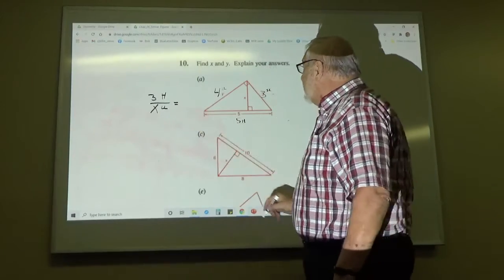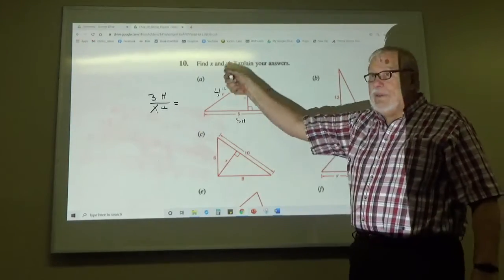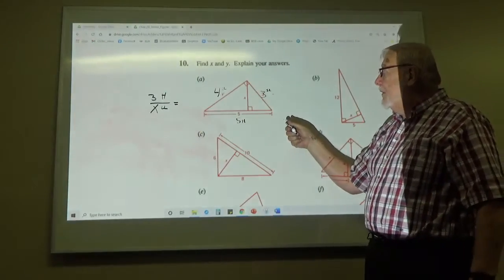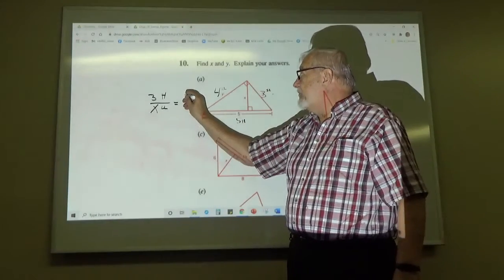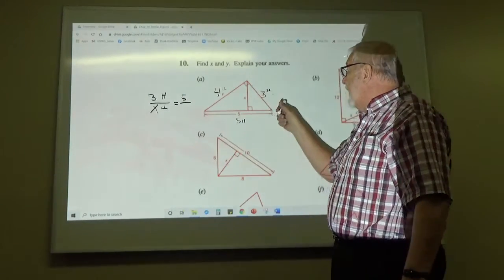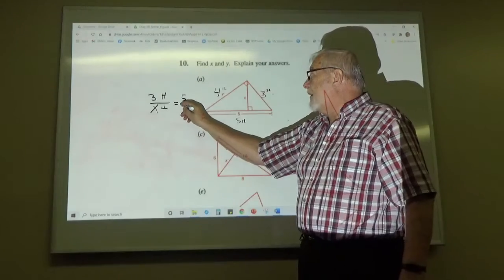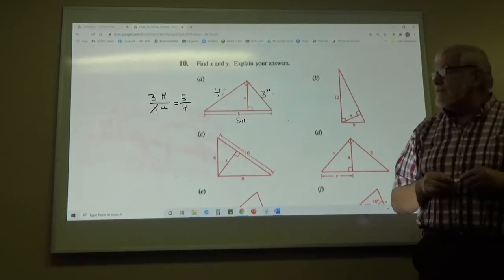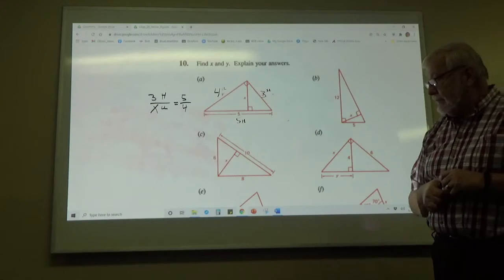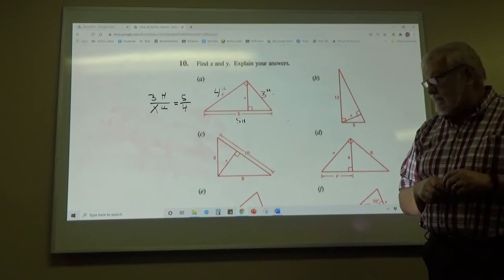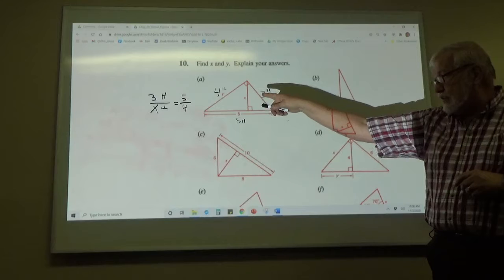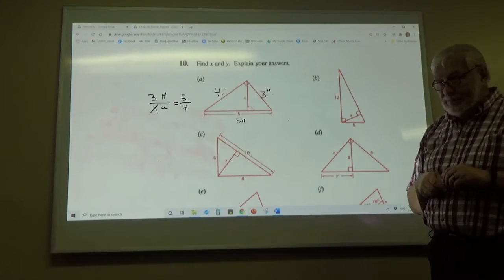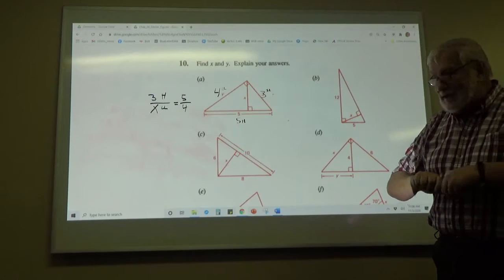Right? In the big triangle, the hypotenuse is 5 and the long leg is 4. So what's the value of x? Use your cross multiply. It's 12 over 5. 12 over 5, whatever that is, okay?